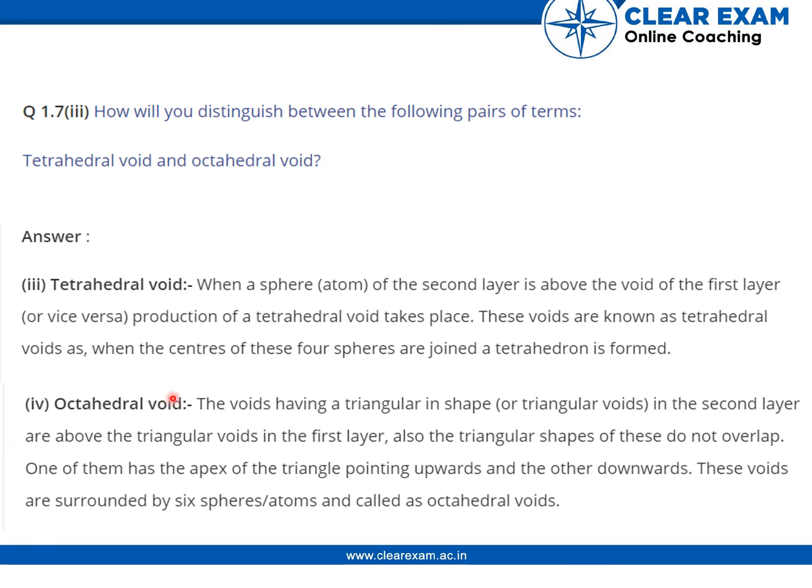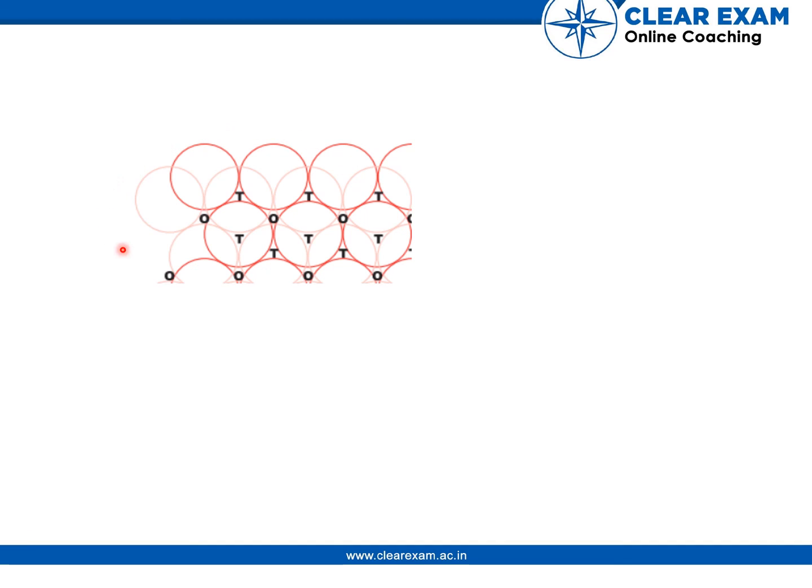And now the octahedral void: the voids having a triangular shape in the second layer are above the triangular voids in the first layer. Also, the triangular shapes of these do not overlap. One of them has the apex of the triangle pointing upwards and the other downwards. These voids, surrounded by six spheres or atoms, are called octahedral voids. So this is the figure I was talking about. You can see that this part is the tetrahedral voids and this part is the octahedral voids. Visualize it and it will be much clearer for you.